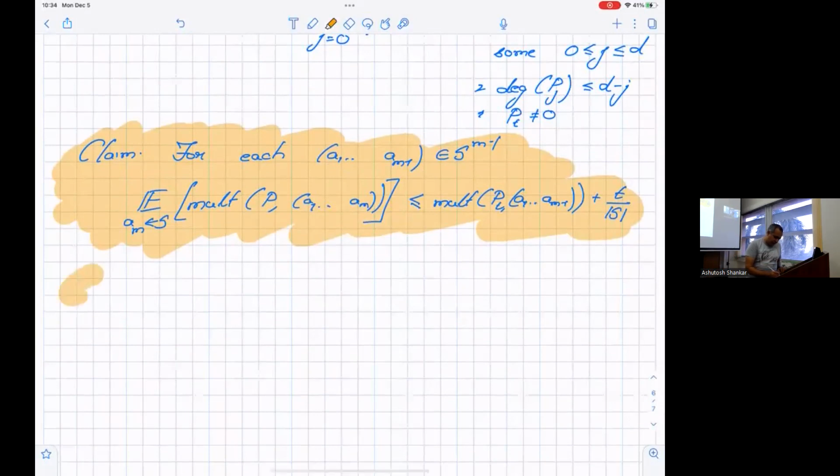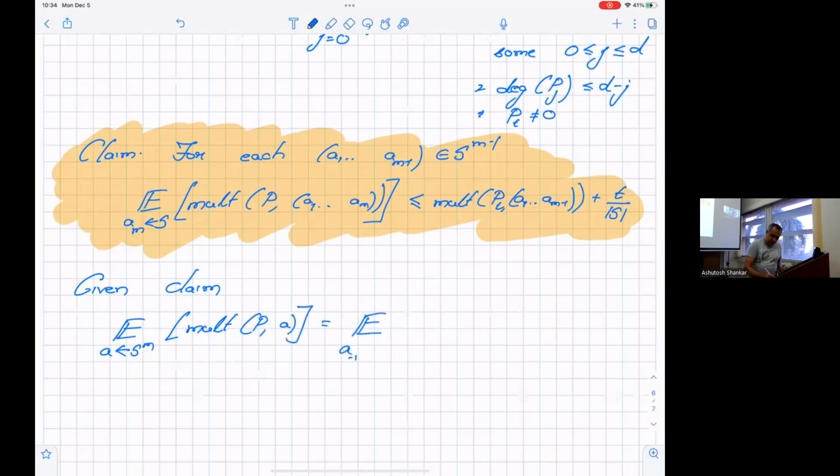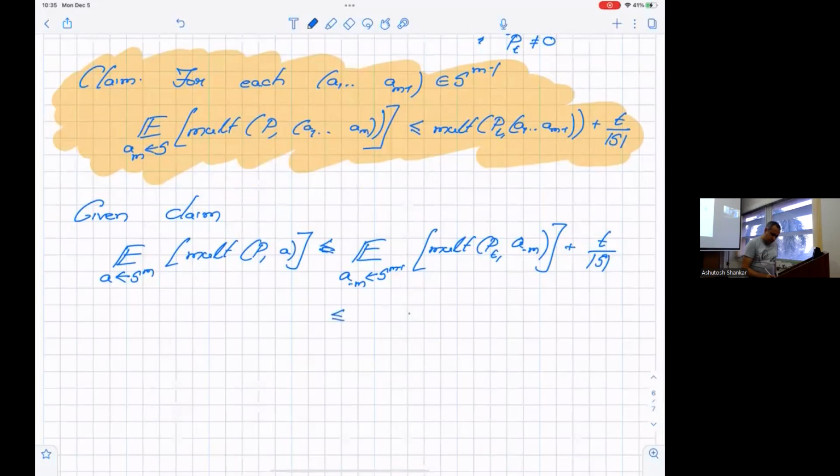Before proving this claim, let's see what follows given the claim. Given the claim, the expected value over a in S^m of the multiplicity of P at a is now just the expected value over a' in S^{m-1}, everything but the last value, of the multiplicity of P_t at a', plus t by S. There's an expectation over t by S, but that's a constant, so pulling it out. What is this? It is exactly d minus t by S. So it works.